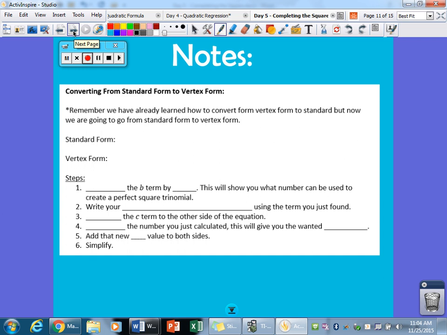Okay, so those were just kind of our pre-steps. Now we're getting into the real stuff. We're converting from standard form to vertex form. Remember, we've already learned how to convert from vertex to standard, but now we're going the opposite way. Just to remember, standard form is ax squared plus bx plus c. And vertex form is y minus k equals a times x minus h squared. We're not going to have any a's today, or on your test for that matter.